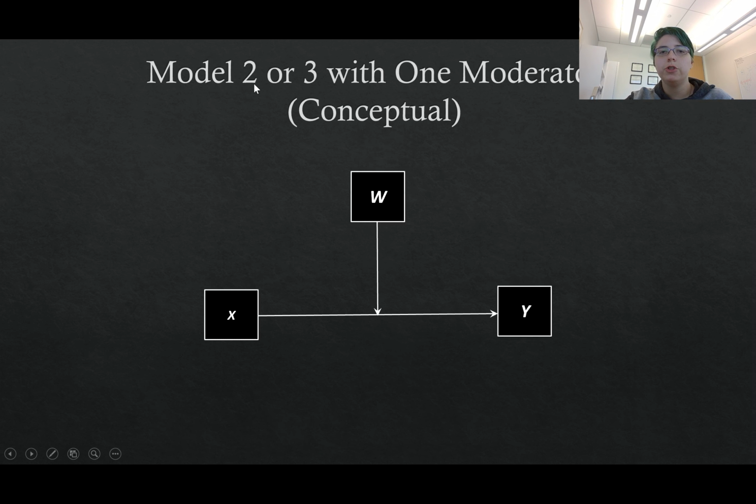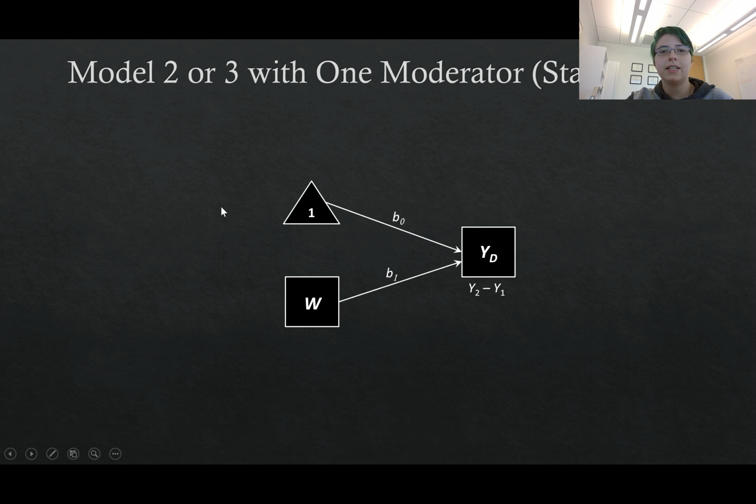So models 2 and 3, when they have one moderator, simplify to the same model. And this is a pretty common model, so I have a separate diagram for this, where we're thinking about the effect of X on Y being moderated by one variable, which we denote W. In the conceptual diagram, what we do is look at the difference between the two repeated measurements of Y, and we estimate a regression model with an intercept and a coefficient. And this coefficient for W, this B1 coefficient, is what tells us whether or not W is interacting with X in predicting Y.